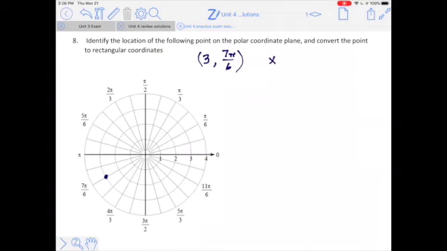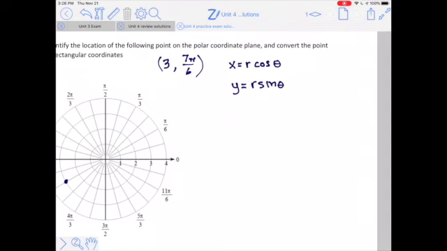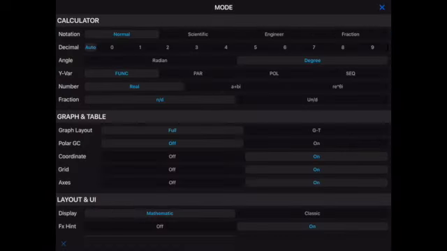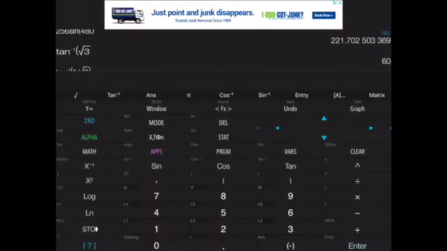So we need x, which is r cosine theta, and we need y, which is r sine theta. So 3 times the cosine of 7 pi over 6, and 3 times the sine of 7 pi over 6. So 3 cosine 7 pi over 6.